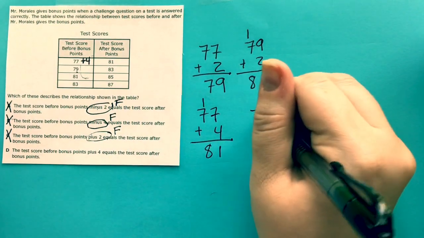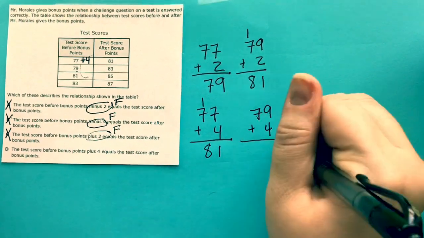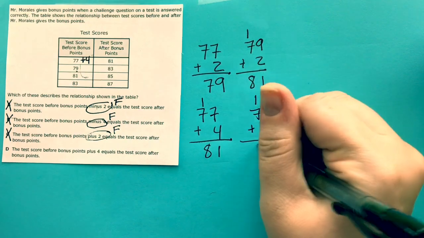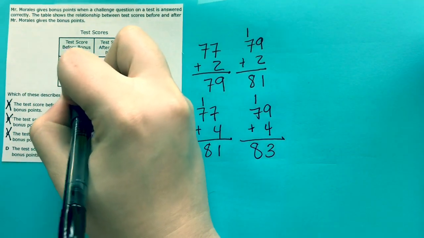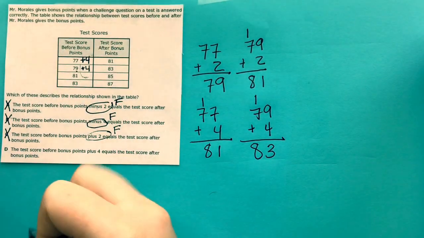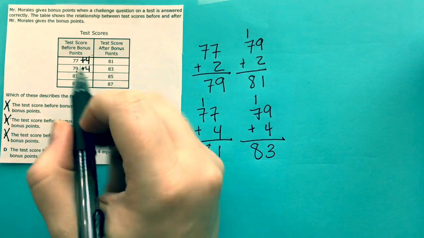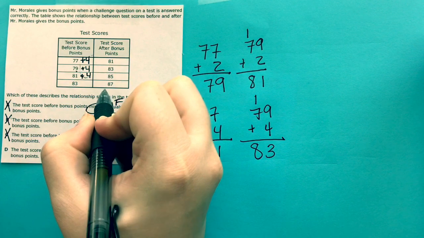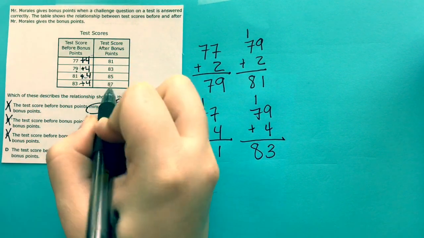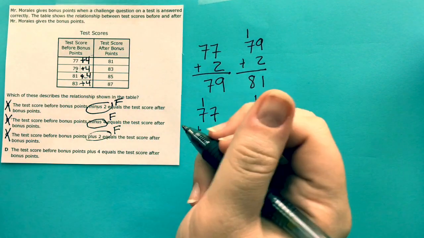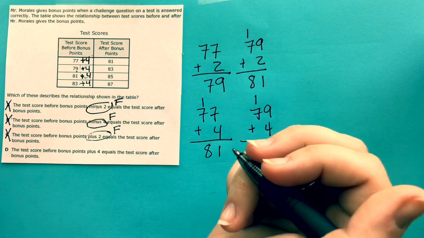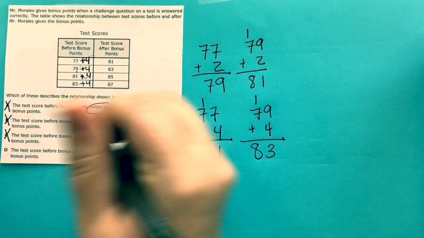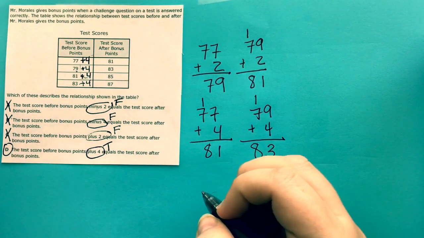Let's try it with the next one. 79 plus 4. 9 plus 4 is 13. 3, carry a 1 up here. 83. 79 plus 4 does equal 83. 81 plus 4 does equal 85. 83 plus 4 does equal 87. So that means that each challenge question equals 4 points. So plus 4 is a true statement, and D would be my correct answer.